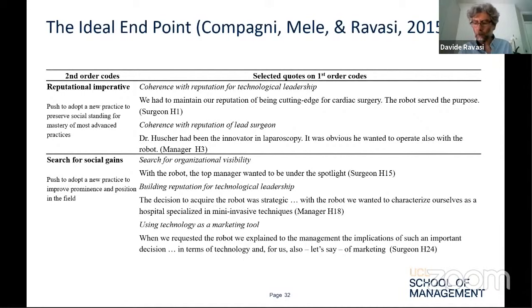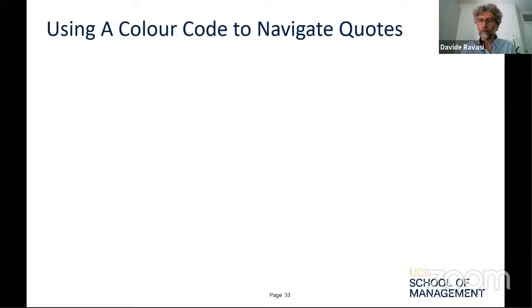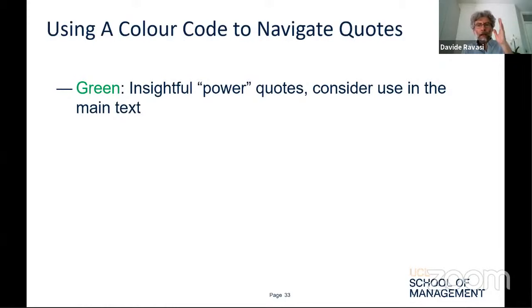And while I'm building a master table, I use color codes. That's maybe because I'm a visual person. This is just an example. I would highlight in green the power quotes. These are the quotes that to me are the most insightful, the best quotes to tell the story, where the construct comes out more clearly. These are the quotes that eventually, in my mind, are going in the main text, in the narration of the findings.